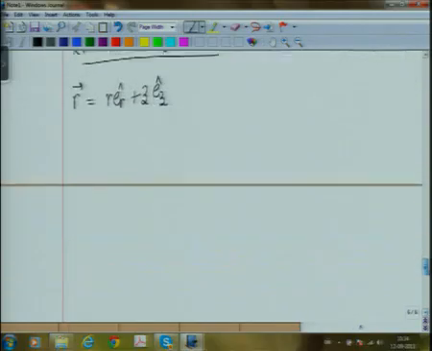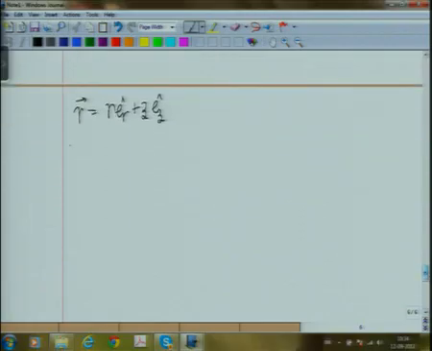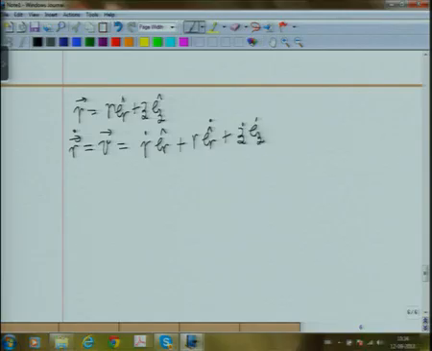I'll start on this page only. Let me write this again. Now you will see certain new things happening. dR/dt, which is equal to the velocity. Let's differentiate this. This will be equal to r dot Er plus r Er dot plus z dot Ez plus z Ez dot.